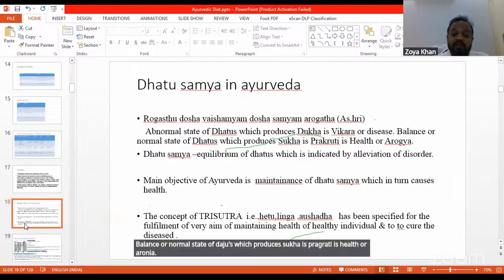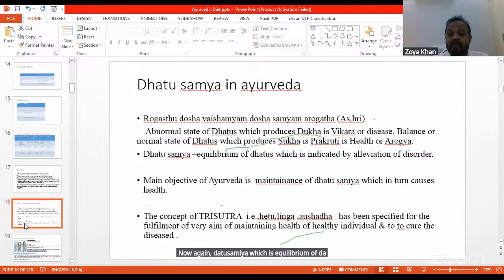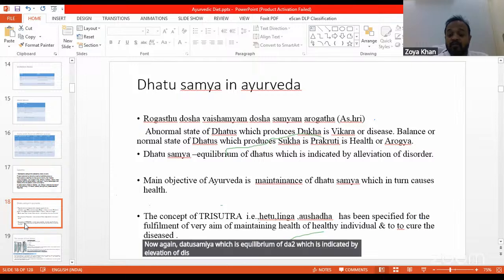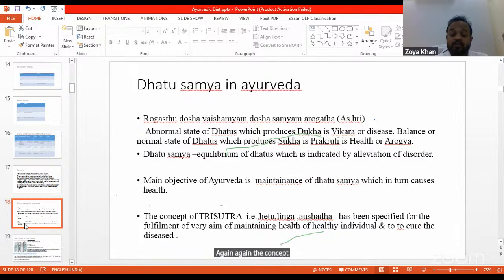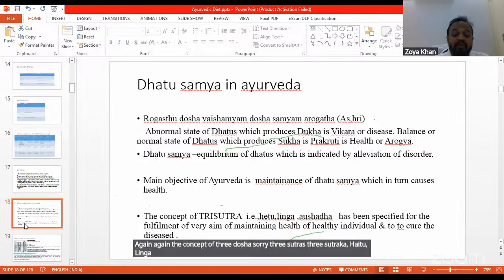Dhatu Samya, the equilibrium of dhatu, is indicated by alleviation of disorders. So what is the main objective of Ayurveda? The main objective of Ayurveda is maintenance of Dhatu Samya, which in turn causes health. Again the concept of three sutras: Hetu, Linga, Aushadha. Hetu is the causative factor. Linga is sign and symptom. Aushadha is medication, the Ayurvedic principle of medication, specified for maintaining the health of a healthy individual and curing diseases.